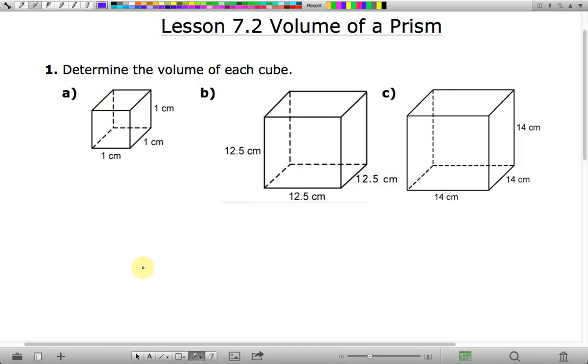So the first thing we're going to look at is finding the volume of some cubes. And the formula for the volume of a prism is to take the area of the base and multiply by the height. Now in this case we have a base which is a square and it's 1 by 1, so we do 1 times 1 and we multiply by the height, which is also 1, and 1 times 1 times 1 gives us 1 centimeter cubed.